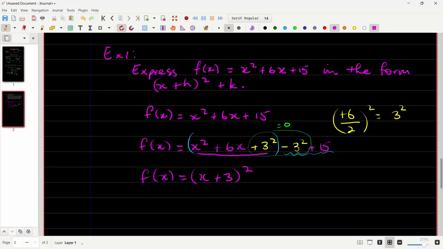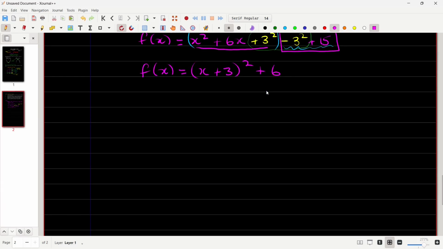And then I can resolve this piece at the end here, which is negative 3 squared, which is 9, minus 9. So minus 9 plus 15 is going to give me a positive 6. Right? And that's the end of that. We're already finished with the solution. 15, plus 6. All right, let's try another one.